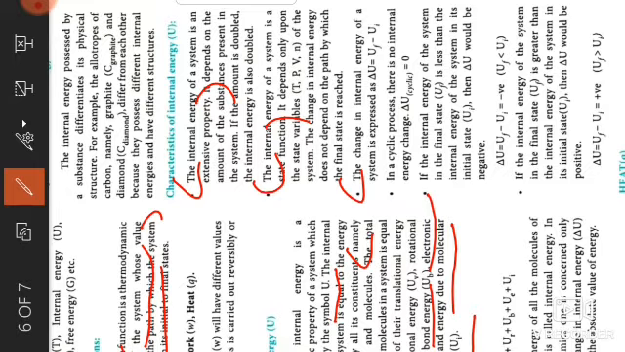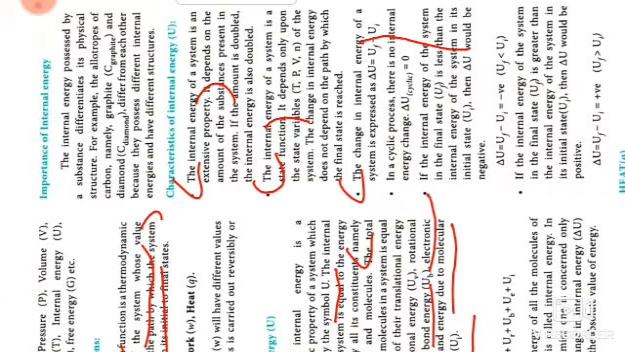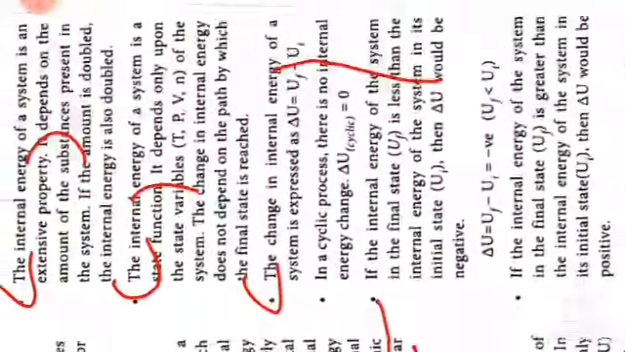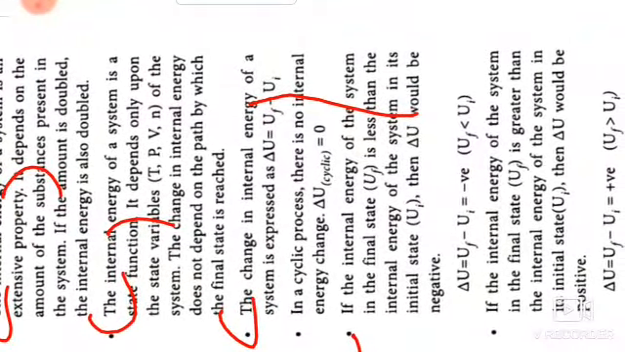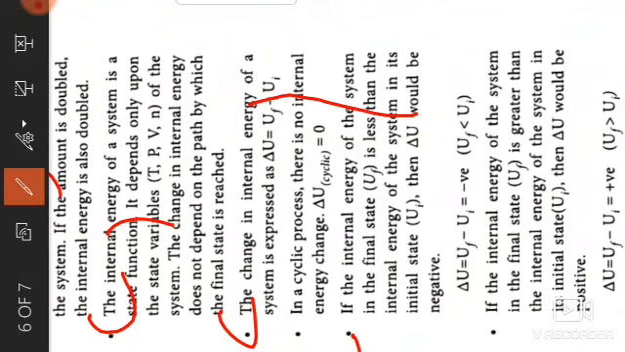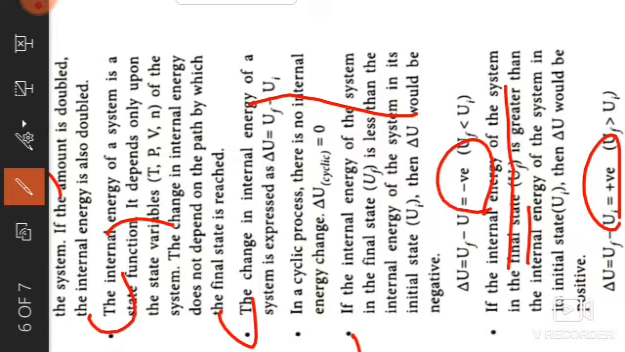So at the same time, the internal energy of the system in the final state is greater. So here, the internal energy of the system in the final state is greater. Now if the final state is higher and the initial state was lower, then the value becomes positive. What is meant by delta U negative? The final value is lesser and the initial value is greater. The same way, delta U positive means the final value increases when compared to the initial value.